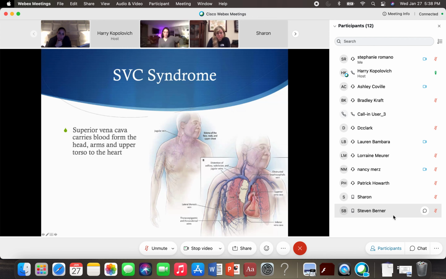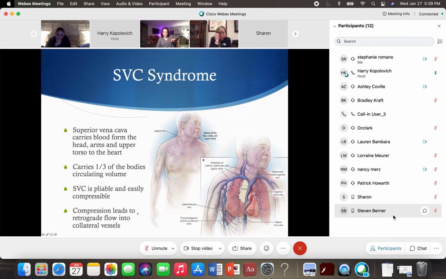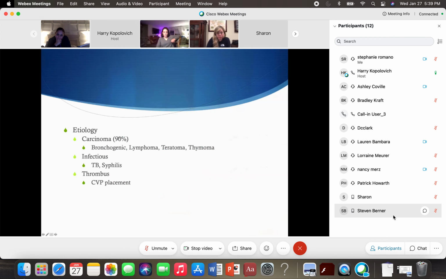SVC is very, very pliable. It's located in the middle mediastinum. And compression on this area causes blood to flow back through the collaterals. Like you see on this gentleman over here, his whole upper chest and upper extremities are all getting swollen because of compression by this mass that he has in the mediastinum, causing the blood to back up within the SVC. The SVC carries a third of the body's circulating volume, and again, it's pliable and easily compressible. The normal pressure in the SVC is around 5 millimeters of mercury. And again, compression leads to retrograde flow into the collateral vessels.